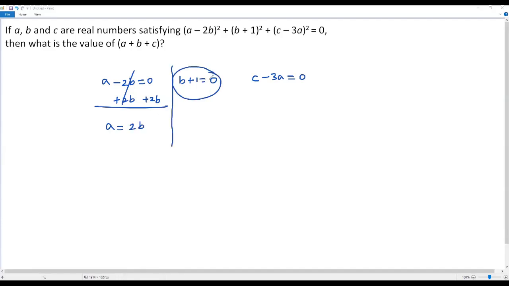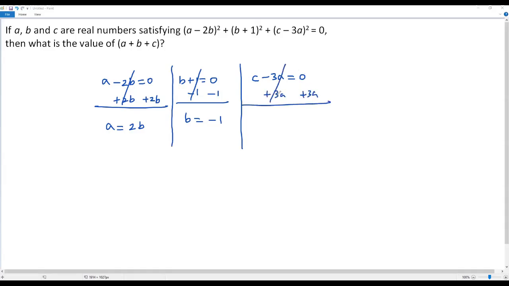Okay, now let me solve for B in this equation. For that, I have to subtract 1 from both sides. The +1 and −1 will cancel. I am getting B = −1. Let me solve for C in this equation. For that, I have to add 3A to both sides. When I do so, the −3A and +3A will cancel. I am getting C = 3A.